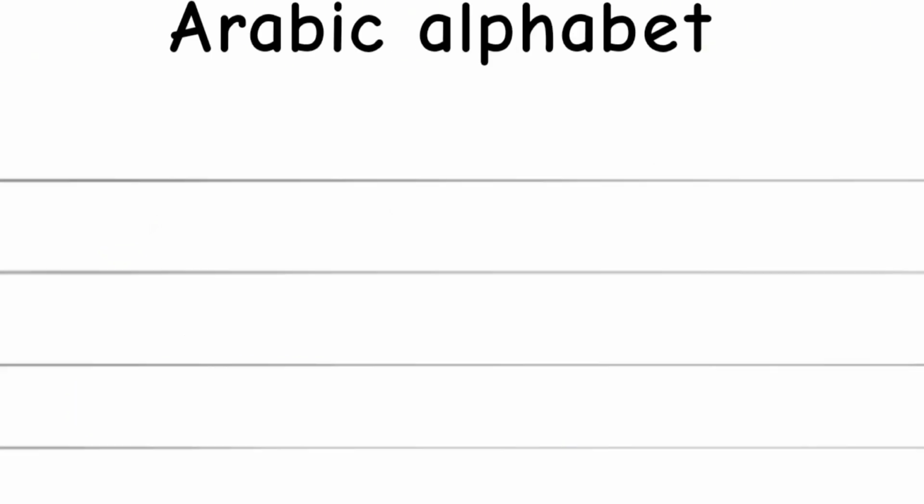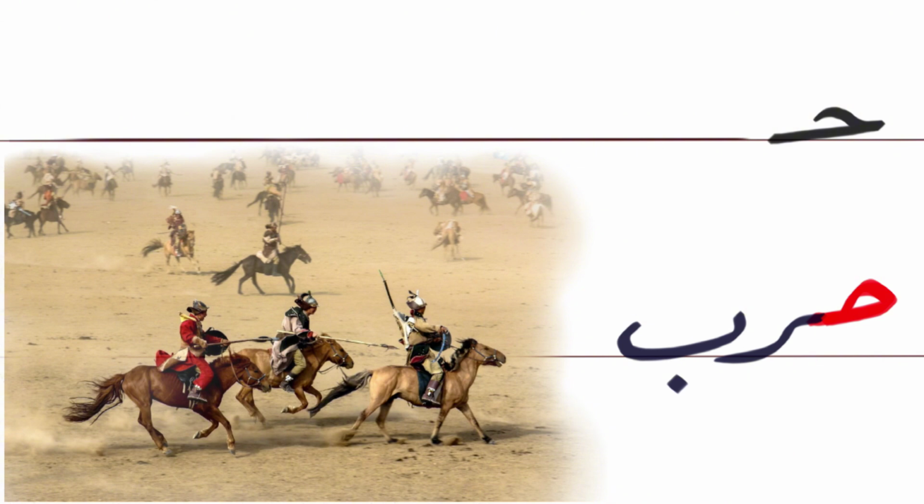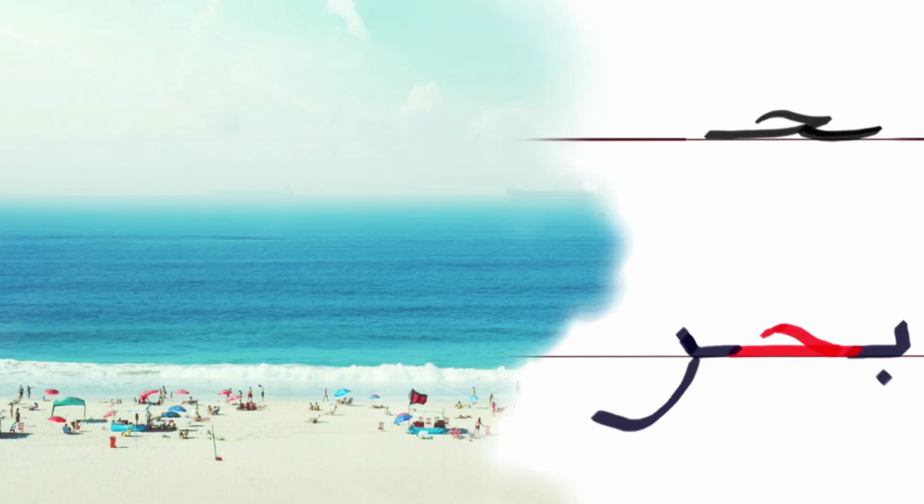Let's see how to draw this letter. We draw this Arabic letter exactly like the previous Arabic letter Jim, but without any dots. Initial. As in this Arabic word, حرب, which means a war in English. Medial. Let's see this medial form in the following Arabic word, بحر, which means a sea in English.